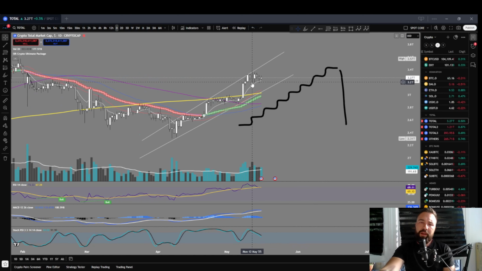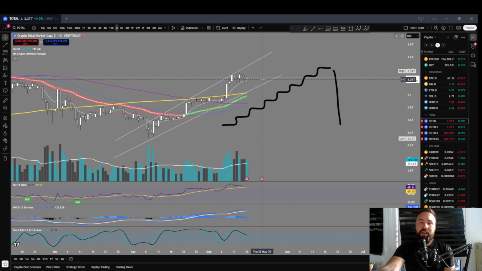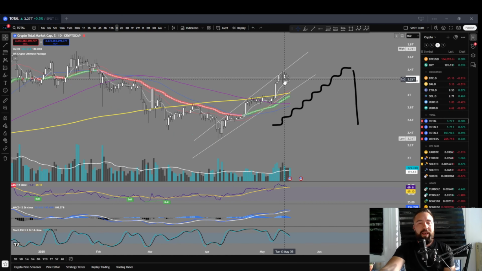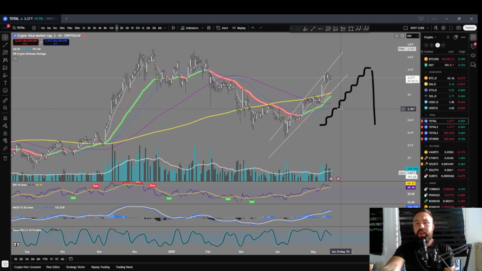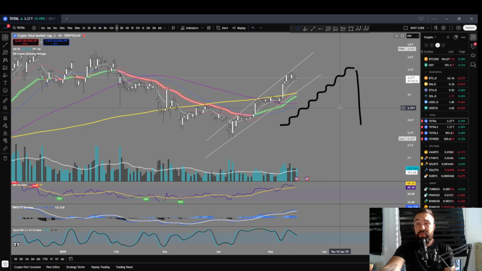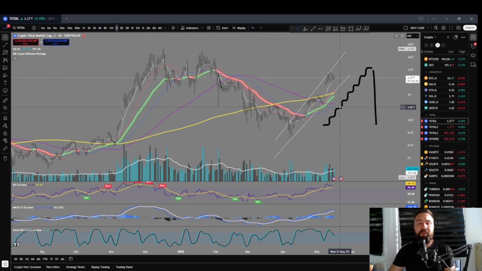And the thing is, with those steps, in 90% of cases they do break to the downside. It's extremely rare that they actually go to the upside. They usually break to the downside. So when the crypto total market cap is going to break to the downside, that's very bearish. That means the money is going out of crypto and it's going elsewhere.